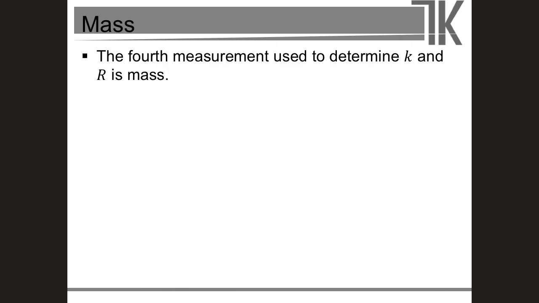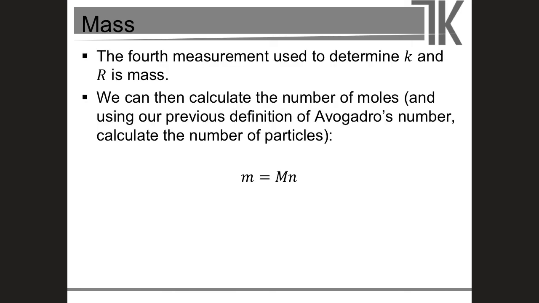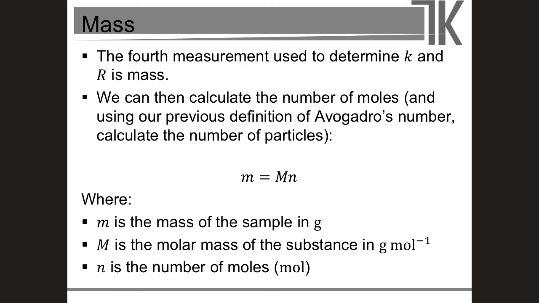That fourth measurement is mass. We can calculate the number of moles using this equation, which if you've taken chemistry, you've seen before. And then using our previous definition of Avogadro's number, we can calculate the number of particles. So in this equation, we have a lowercase m for the mass of the sample in grams, an uppercase M for the molar mass of the substance in grams per mole, and a lowercase n for the number of moles.